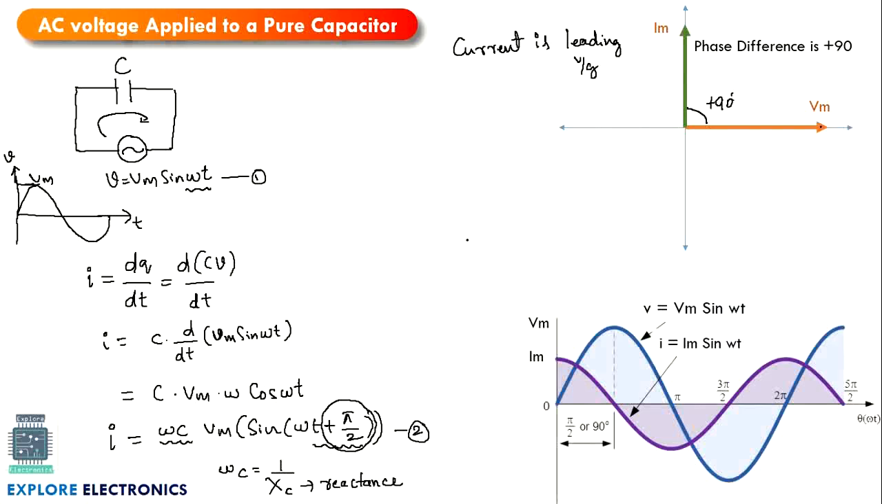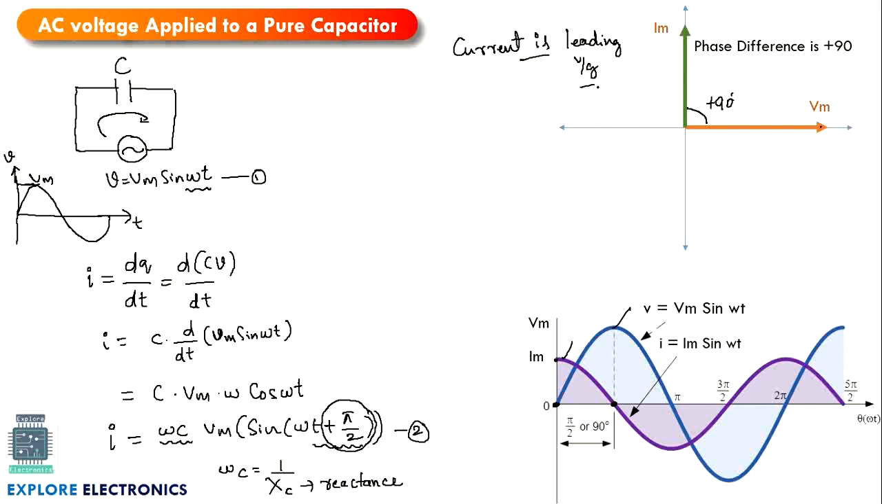Again, if we plot that with the current and voltage signals, this is the voltage signal and this is the current signal. You can observe at the origin that we have a 90 degree difference, or pi by 2, and the current has a positive value compared to the voltage. So we can say the current is leading the voltage. Voltage is lagging behind. So current is leading the voltage.